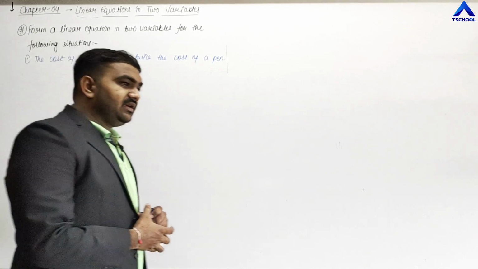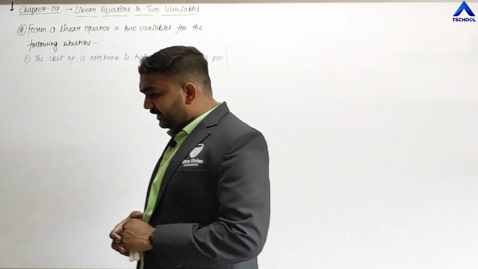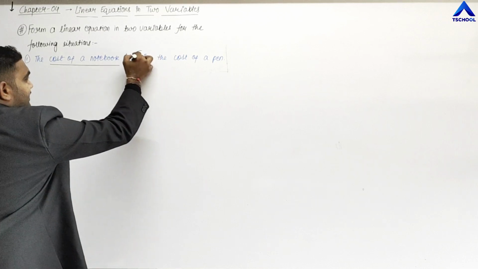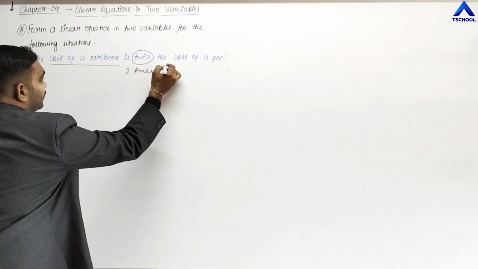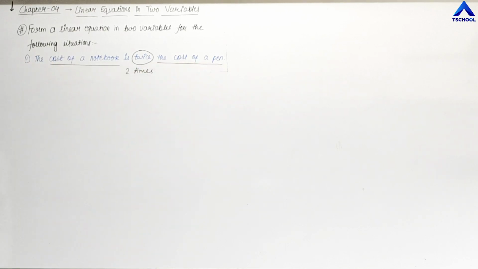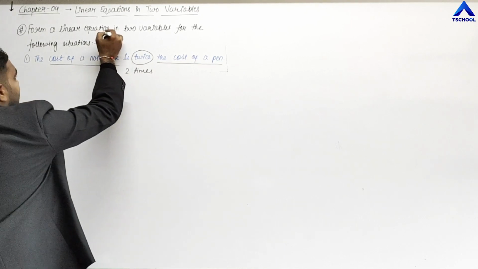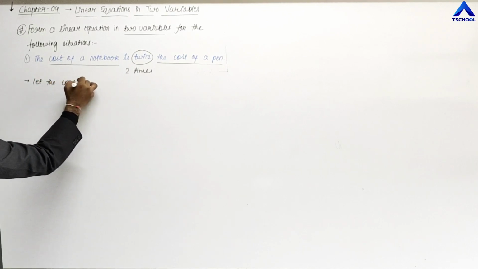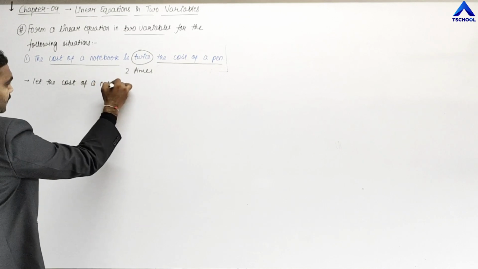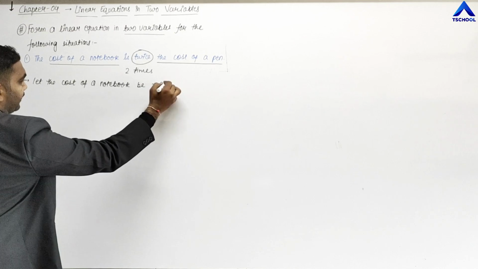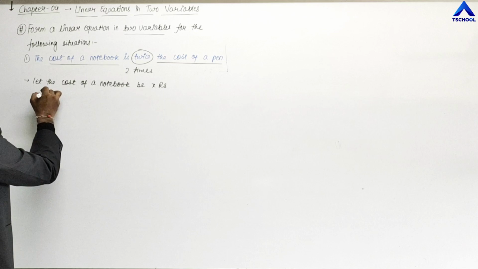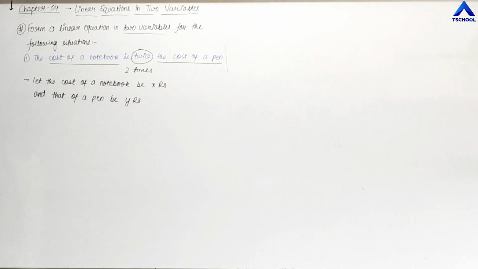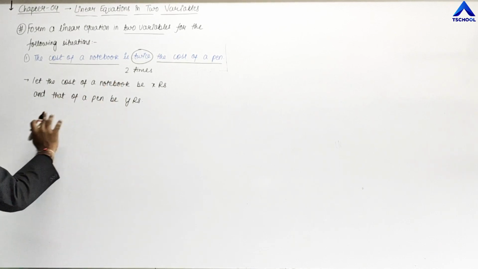So friends, what we have here is the cost of a notebook, which is related to the cost of the pen, because here you can see that the cost of one notebook is twice, that means 2 times the cost of one pen, right? So we have the condition, and we need to represent this in a linear equation in 2 variables. First of all, we shall let the cost of a notebook be X rupees and that of a pen be Y rupees.